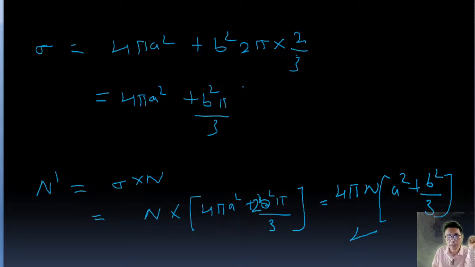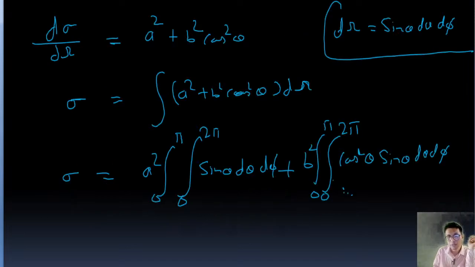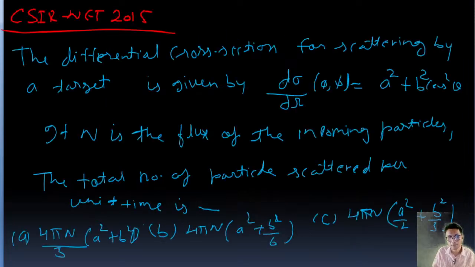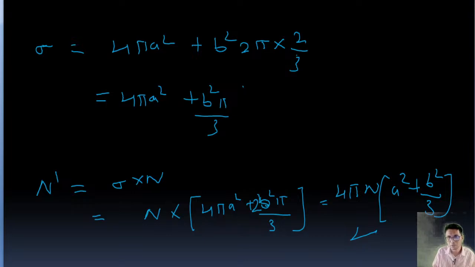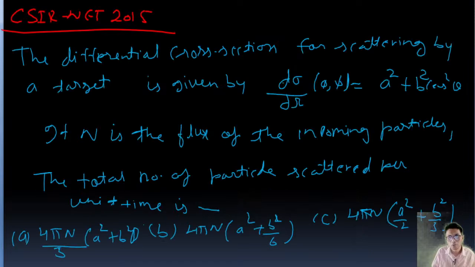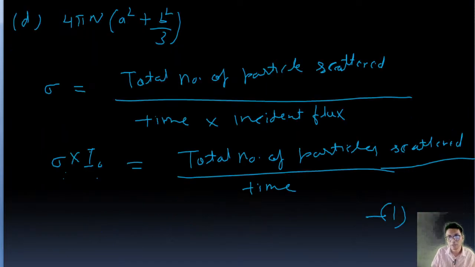So you can calculate this integration. Okay. I have to do one more question because my time is already over. So I'm going to solve one more question, which is also asked in CSIR NET. Okay, so you can solve it, guys. So this is the answer. Answer is D, guys. There is some mistake, I hope. I'll correct it. This is the correct answer. D. 4 pi n a square plus b square upon 3.